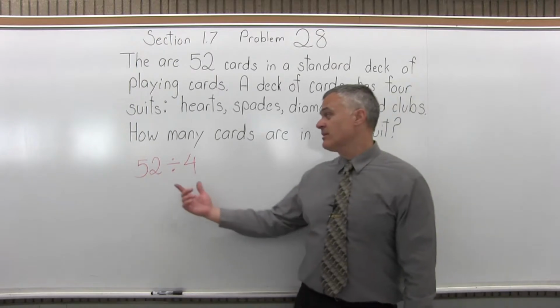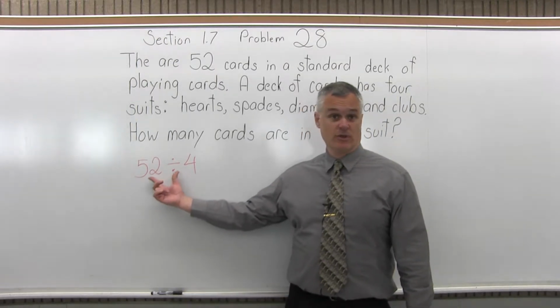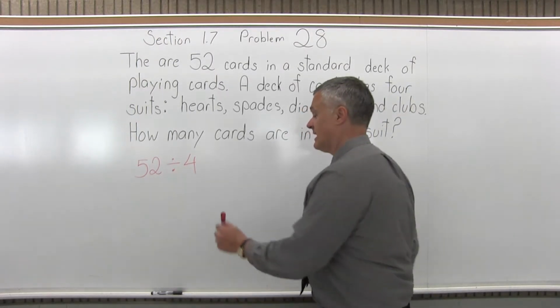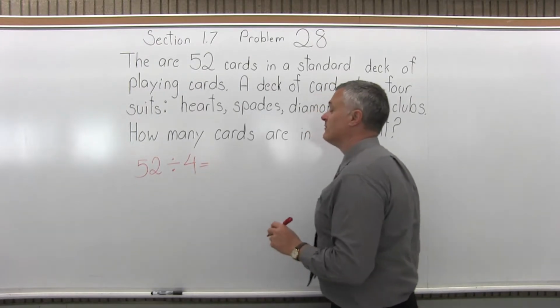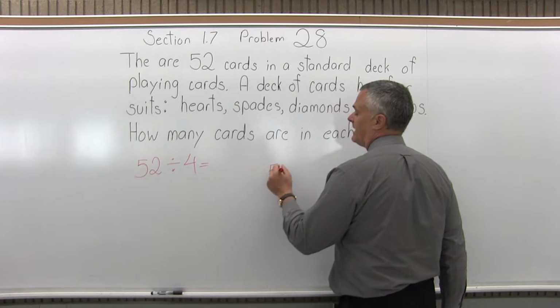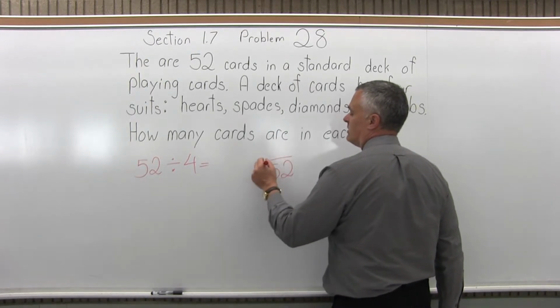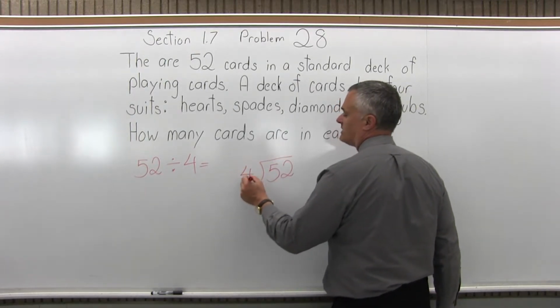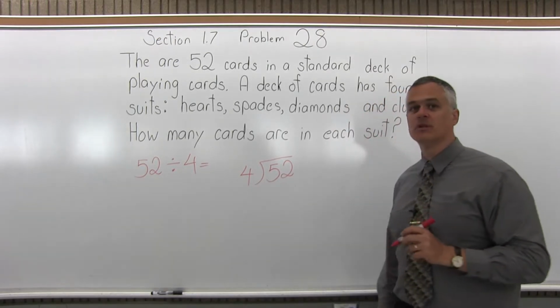And again, if you have a calculator to do this with, you can just enter it this way: 52 divided by 4 equals, and the calculator will give you the answer immediately. If you don't have a calculator and you want to do it by hand, you would write the 52, write a division, and then 4 outside. 4 goes into 52 how many times?